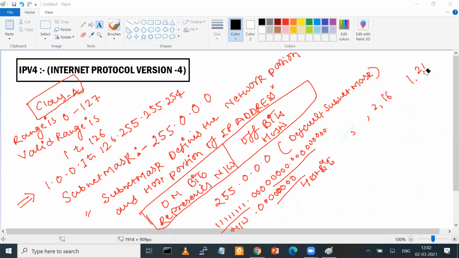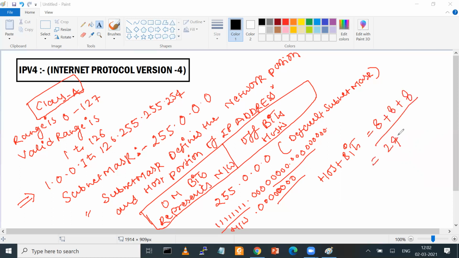Similarly, we have host bits also. Eight, 24. We have 24 bits. So it means we can use 2 raised to the power 24 hosts or users. It means we can connect 2 raised to the power 24 users.